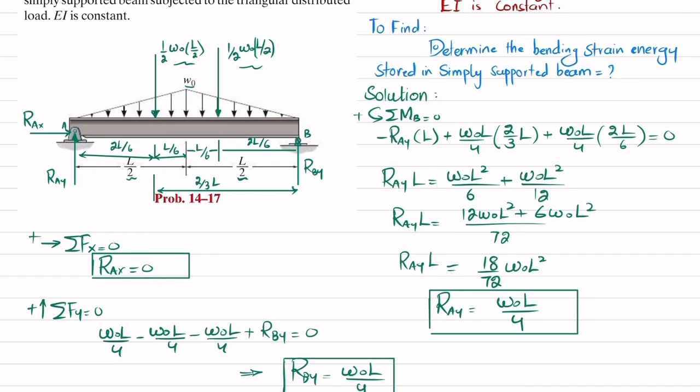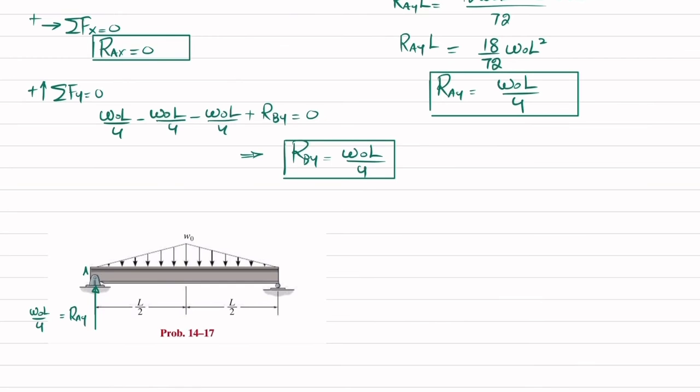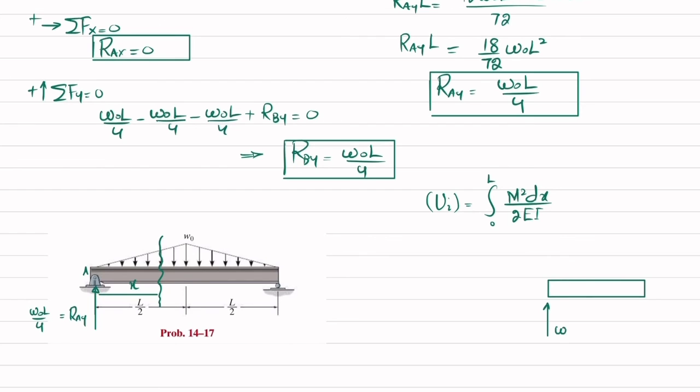Now we have these reaction forces, so we will move toward finding the bending strain energy stored in this beam. As we know, strain energy due to bending is equal to the integral of M square dx over 2EI, with limits from 0 to L. So we'll find the internal moment by cutting this beam at any distance of x. We will cut the beam over a distance of x and draw the free body diagram over here. You can see at this point we have RA, which is equal to W naught L over 4. This total distance where we cut the beam is x, and there is a triangular load of magnitude which we will find.